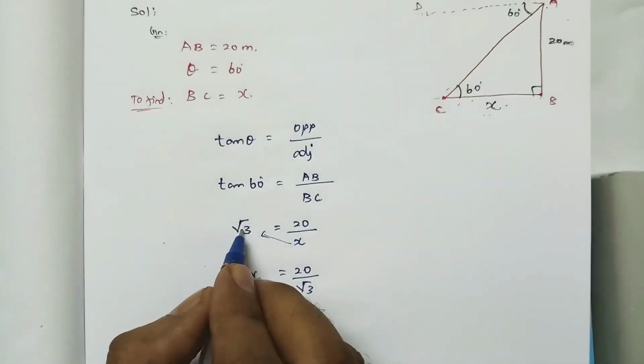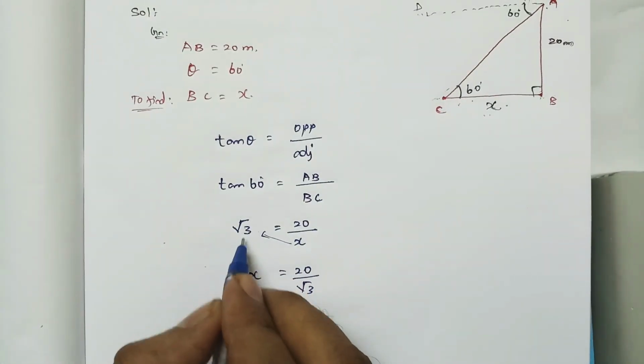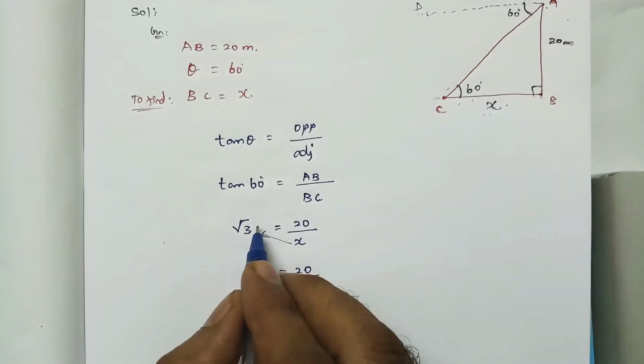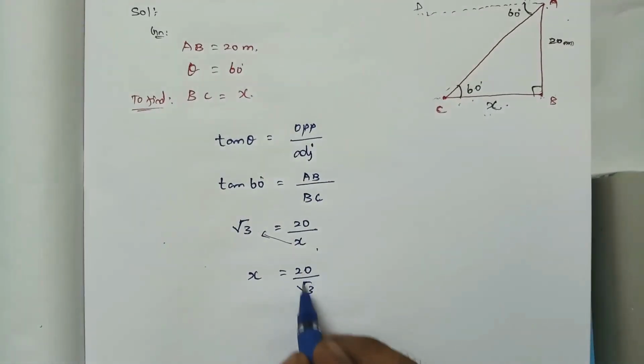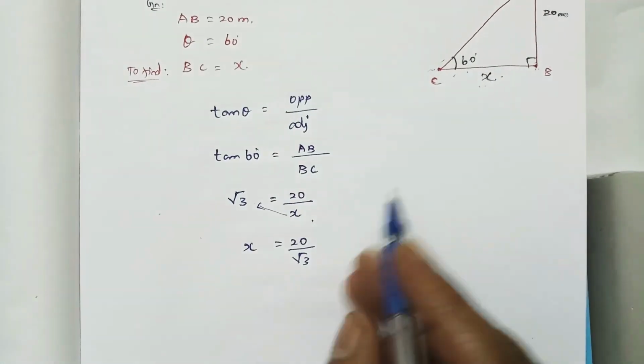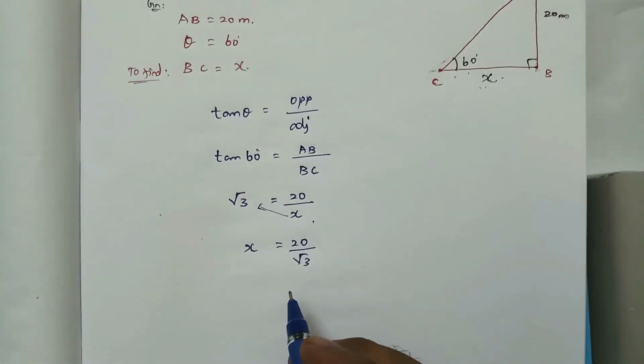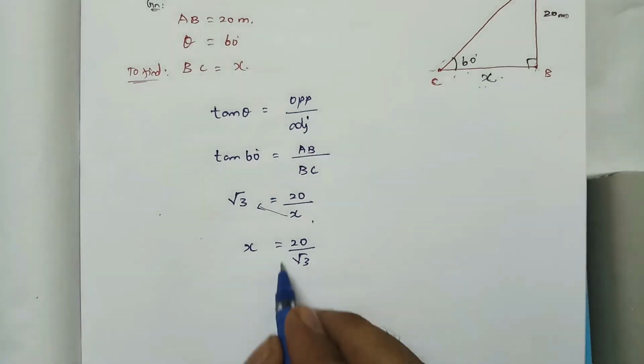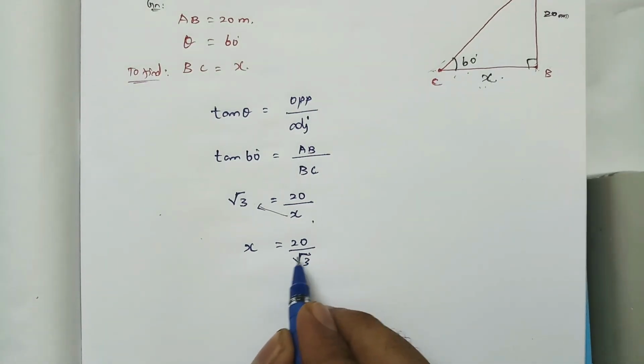I'm taking x to the LHS, divide will become multiply. Then root 3 I'm taking to the RHS, it will become divide. Multiply will become divide, 20 by root 3. So x is nothing but the distance between the two balls. They didn't give the value of root 3, so you can stop here itself. But the denominator alone should not be in the form of irrational.